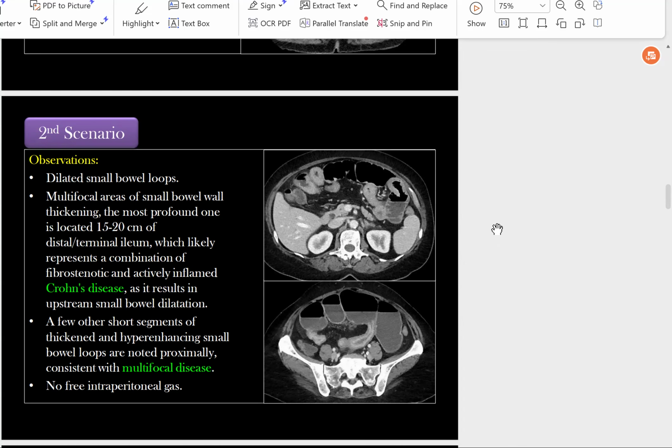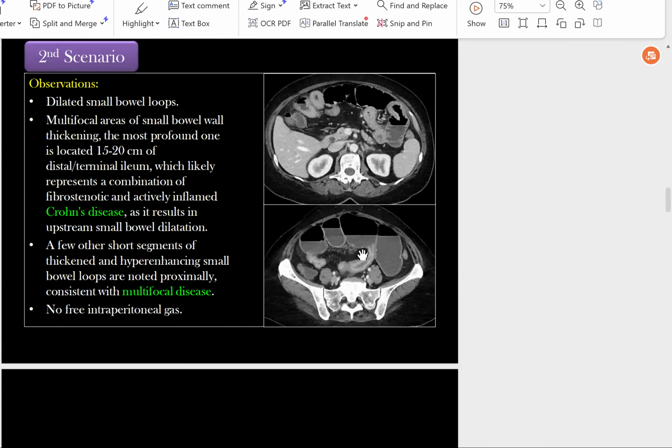What else should you ask for? Bone window and lung window. Lung window to detect any perforation and to detect any fistulous communication. Okay, it's a complication of Crohn's. Another point is a bone window. Why? Look for any sacroiliitis and assess the femoral head. Why femoral head? Therapy, steroids, AVN. Okay.